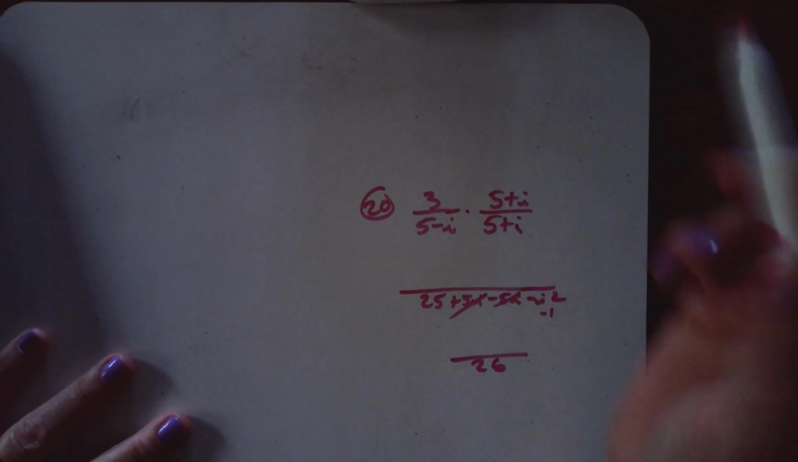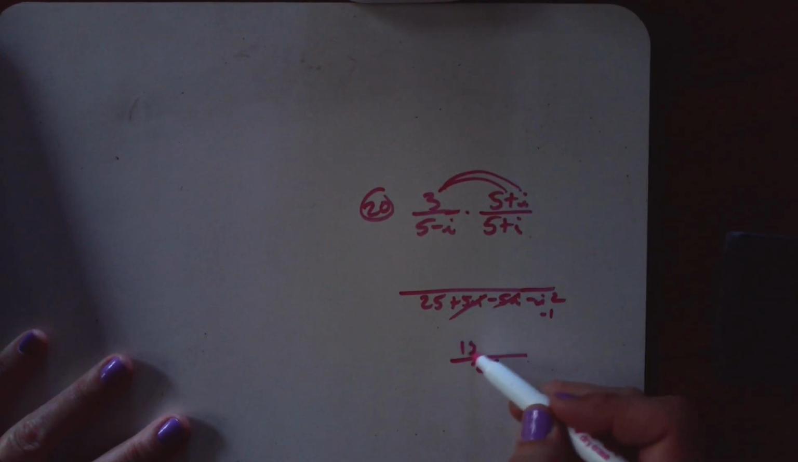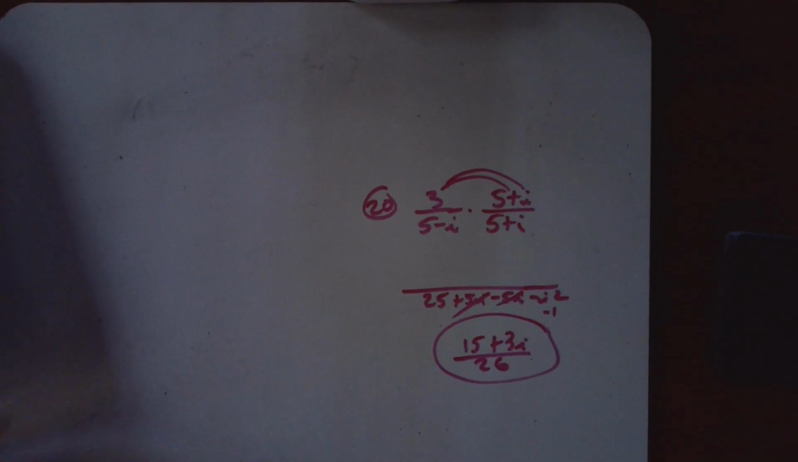That's the whole point. Now I have to multiply 3 times this. So it's kind of like distributive property. So I get 15 plus 3i. And that's it. Okay. All right.